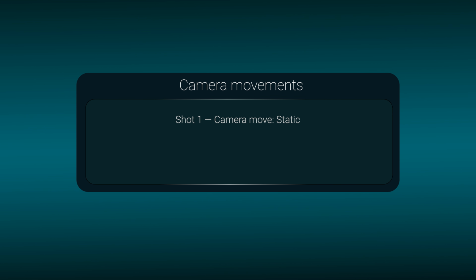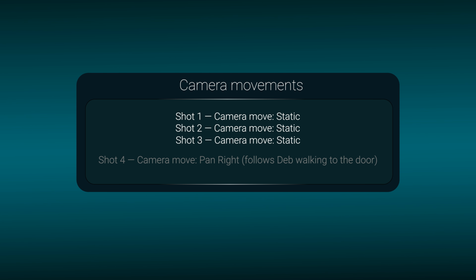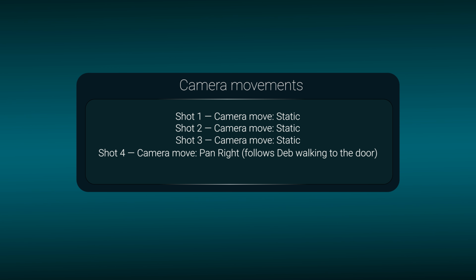Here's what I assigned. Shot 1, camera move, static. Shot 2, camera move, static. Shot 3, camera move, static. Shot 4, camera move, pan right, follows Deb walking to the door. Shot 5, camera move, static.